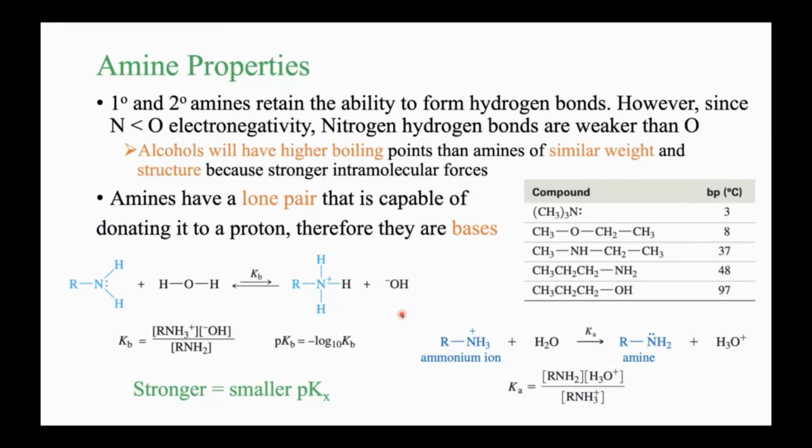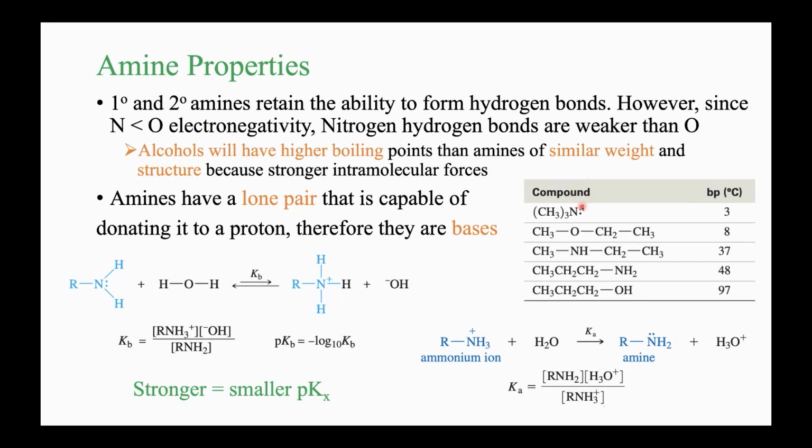Primary and secondary amines retain the ability to form hydrogen bonds. However, since nitrogen does not have as much electronegativity as oxygen, the nitrogen hydrogen bonds are weaker than oxygen's. I know that's a little confusing how I typed it; it's not the N bonded to H, but hydrogen bonds between nitrogens of separate molecules. Because of that, alcohols will have higher boiling points than amines of similar weight and structure, because alcohols have stronger intermolecular forces.